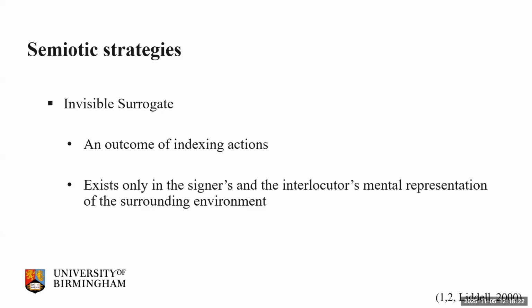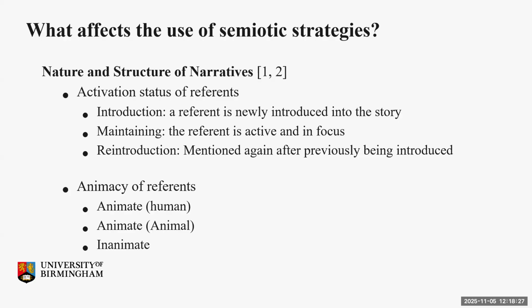Now, what affects the use and the pattern of these semiotic strategies? Some studies have found that the nature and structure of narratives affect the use. So we start with something called activation status of reference. And research has identified 3 stages. So we start with introduction of reference. So this is when we newly introduce it into the story. Maintaining, so that's when I give more information about the referent. Reintroduction, so I could talk about different characters, but then I talk about that first referent again, and that's called reintroduction.